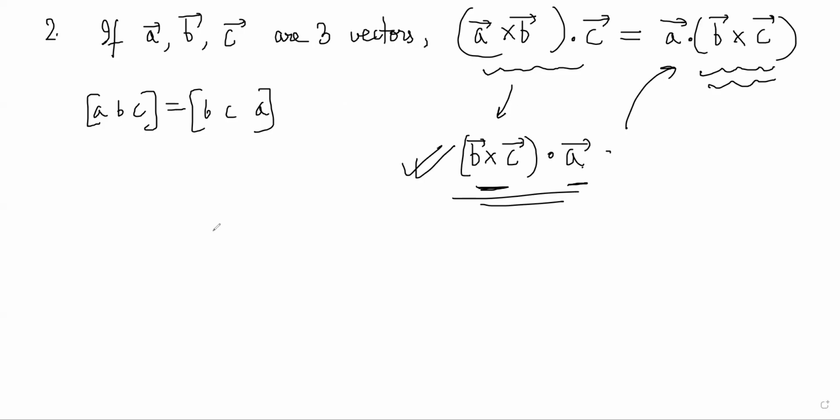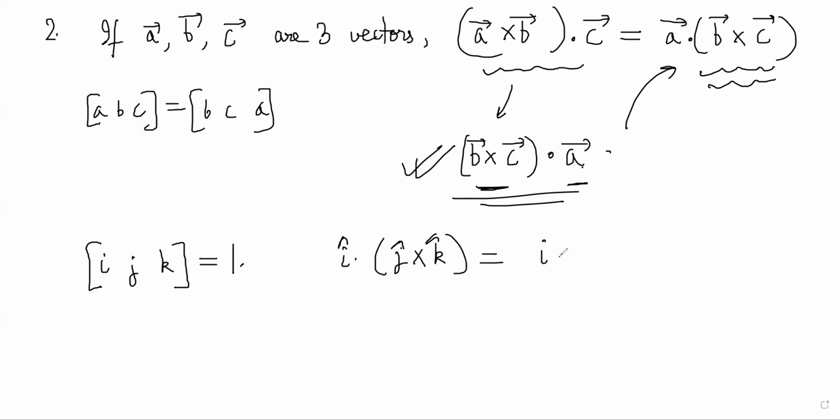Now, from here, we can also prove things like what is the box product of ijk. You can find this out. And box product of ijk will be 1 because i dot j cross k. And when you do j cross k, what you will get is i itself, and i dot i would be 1, right? So these basic manipulations on the box product you should be able to know, and you should be able to do it yourself.